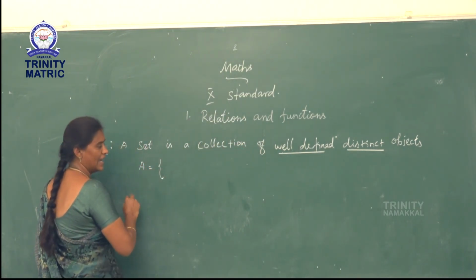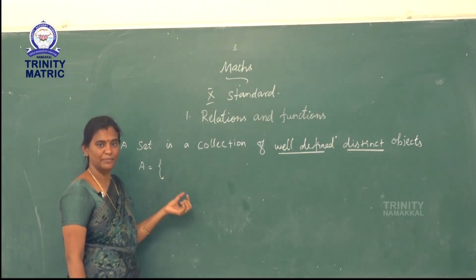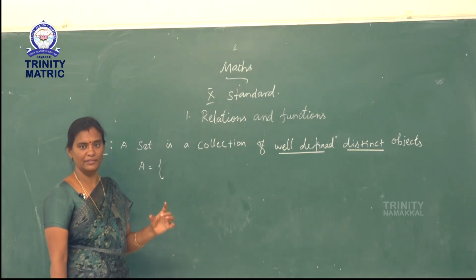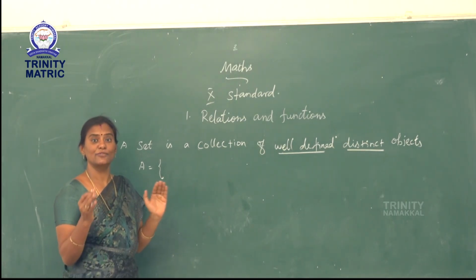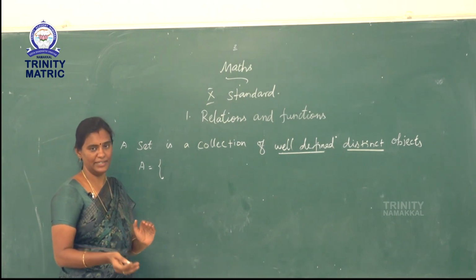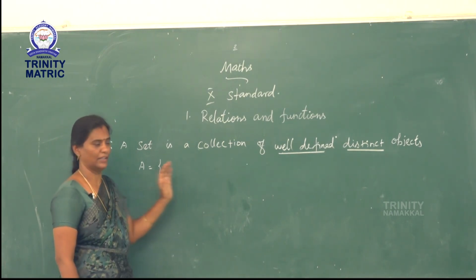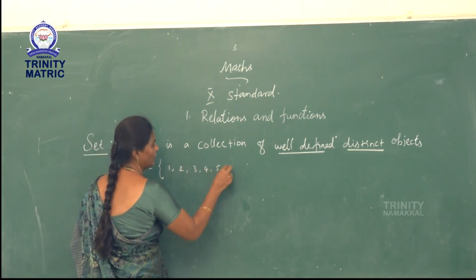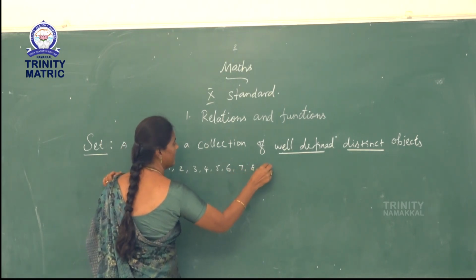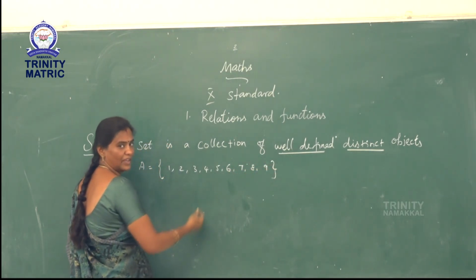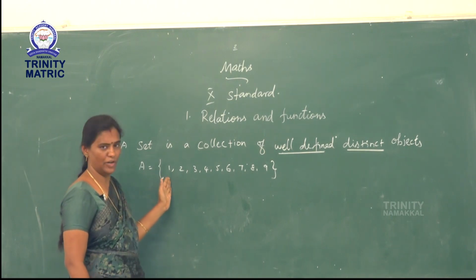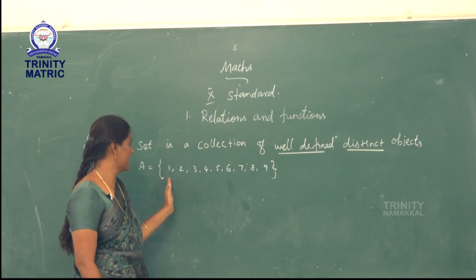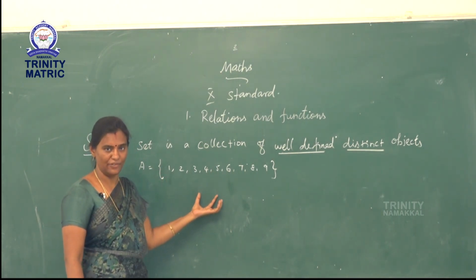The set A is equal to the set of all natural numbers less than 10. We know that the natural numbers start from 1. Here the condition is given: the set of all natural numbers less than 10 means we take the numbers 1 to 9. For example, the set A is 1, 2, 3, 4, 5, 6, 7, 8, 9. This is well defined. This is a well defined object.